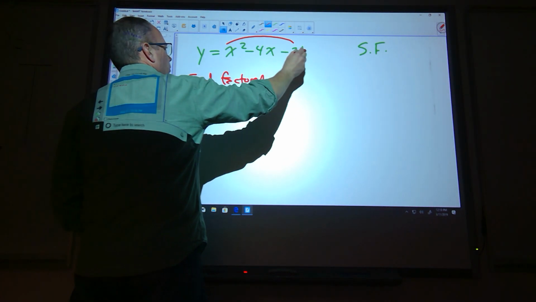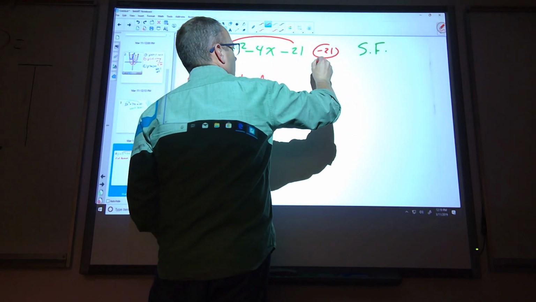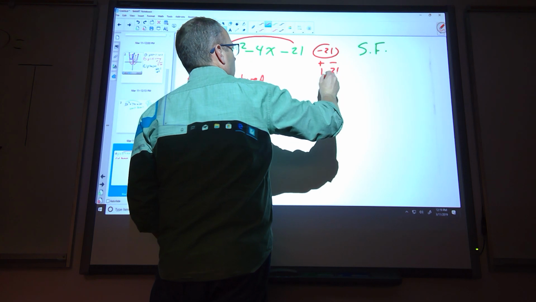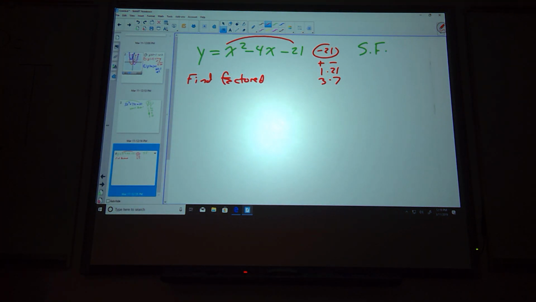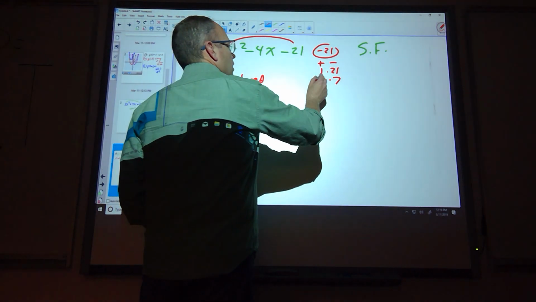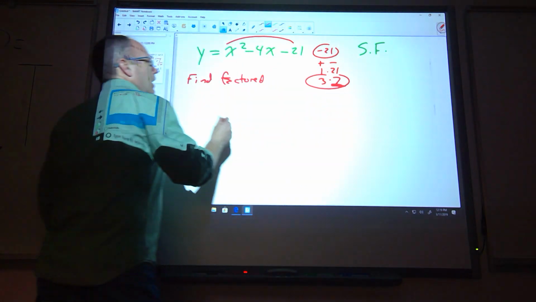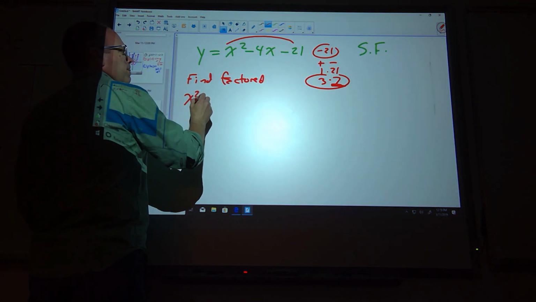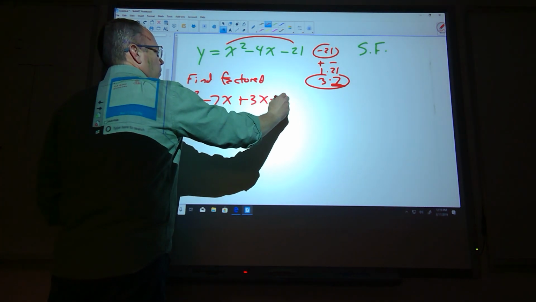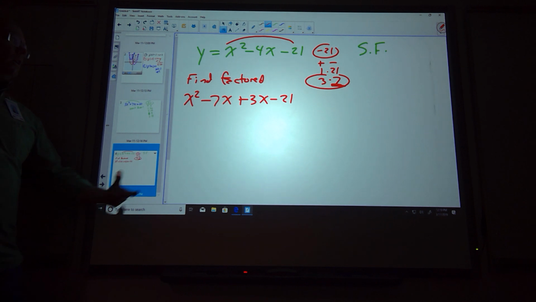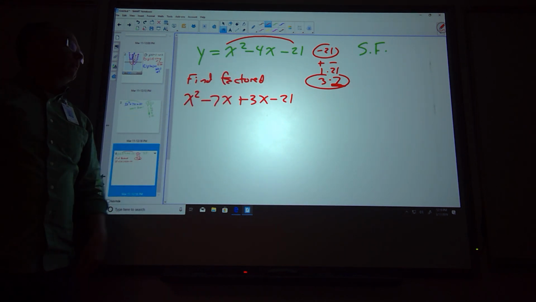Okay, so I had negative 21. So I have positive and negative, 1 and 21, 3 and 7. Do either of those work to add up to negative 4? And if so, what has to make me negative? 7. 7's negative, okay? So that works, and that's negative, okay? And x squared minus 7x plus 3x minus 21. Agree? If I added those back together, I get my original.